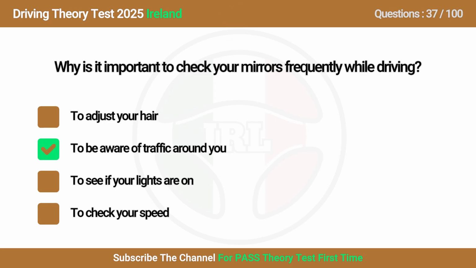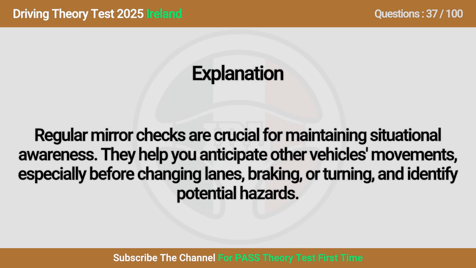Answer is B. To be aware of traffic around you. Regular mirror checks are crucial for maintaining situational awareness. They help you anticipate other vehicles' movements, especially before changing lanes, braking, or turning, and identify potential hazards.